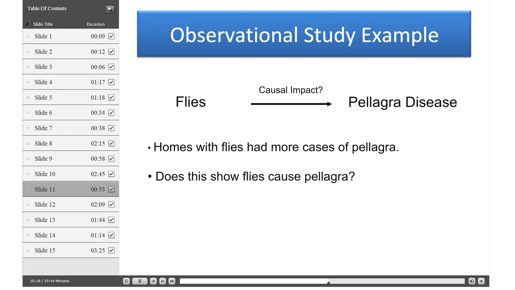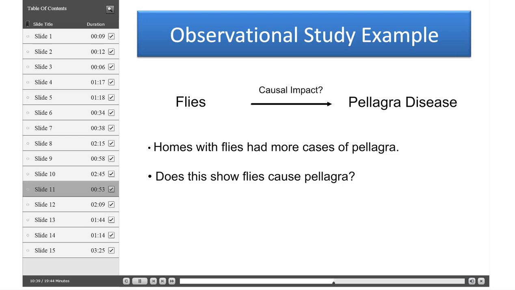On this slide, we're going to look at another example of an observational study, which will introduce the concept of a confounding variable, which is one of the problems that observational studies can have. We're going to be talking about the disease pellagra, which was a disease that existed between the 18th and 20th centuries, and it caused pretty significant physical and mental deterioration.